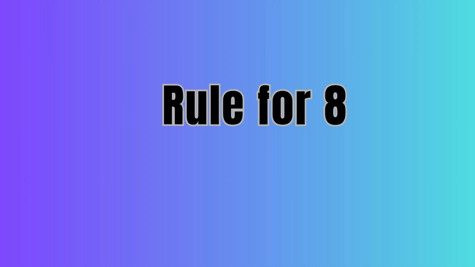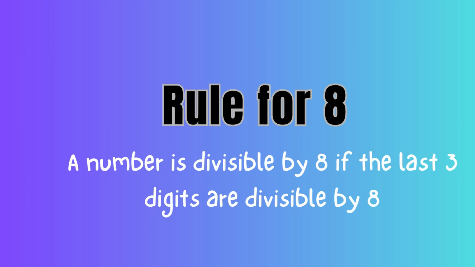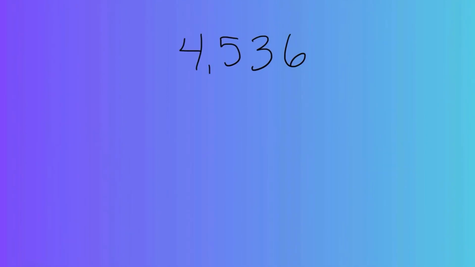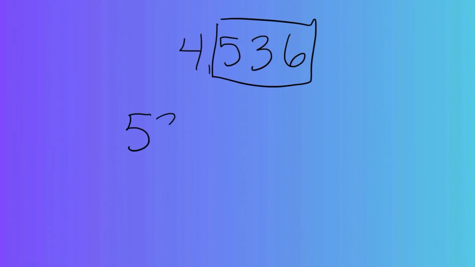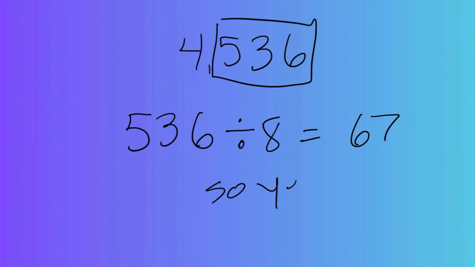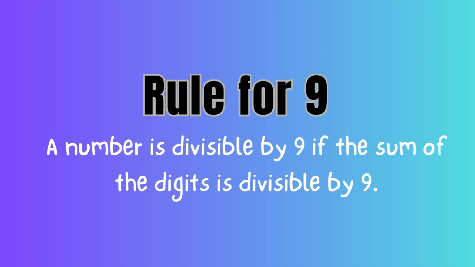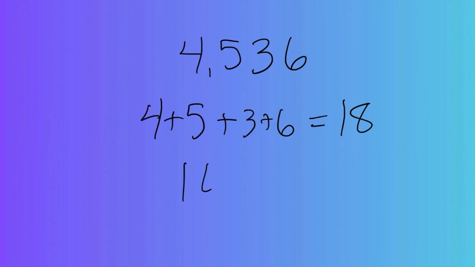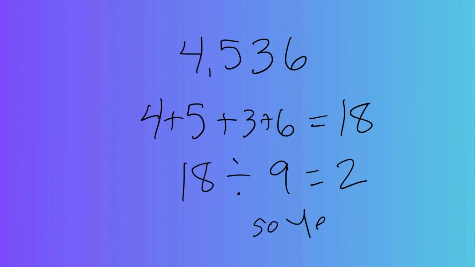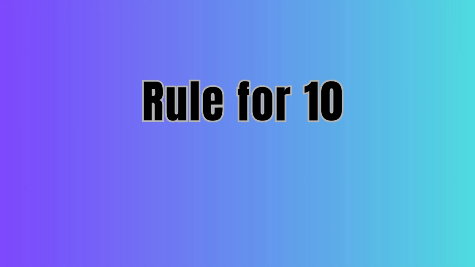Divisibility by 8. You look at the last three digits. 536. That's divisible by 8. 536 divided by 8 is 67. Divisibility by 9. Well, we already found that the sum of the digits is 18 when we were doing the divisibility rule of 3. So is 18 divisible by 9? Yes. 18 divided by 9 equals 2. So 4,536 is divisible by 9.